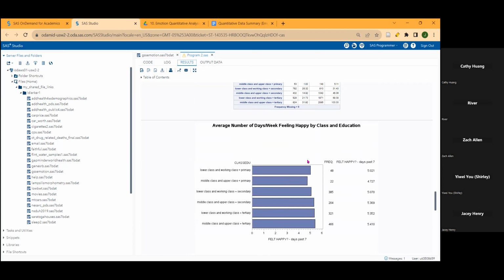So I would say most of them are the same. There's a little bit of a dip, in the middle class and upper class, that have less than primary. So yeah, they have a bit of a dip.